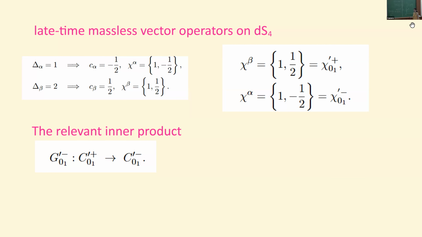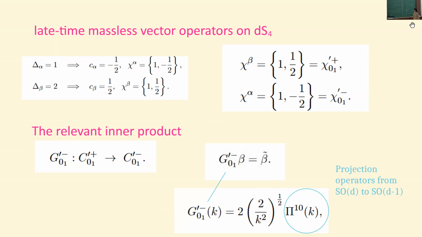And luckily, we have an expression. From that Dobrev reference, we have an expression for this intertwining operator in momentum space. So we will do something like that. This is the tilde version.